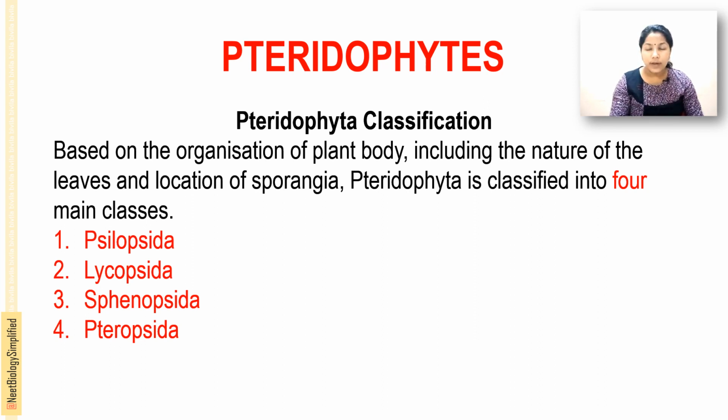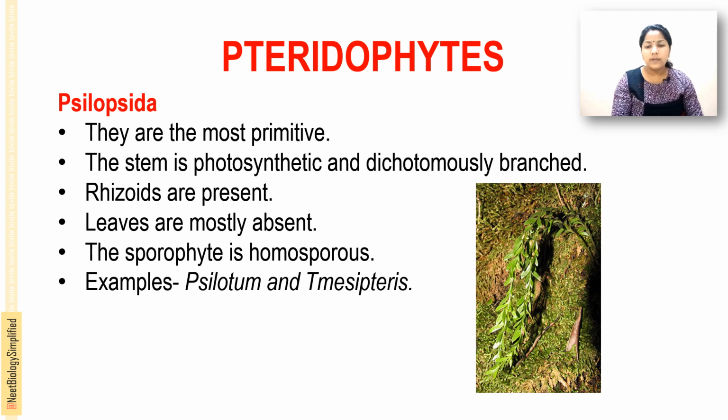Okay, the pteridophytes, based on the nature of the leaves, location of the sporangia and the organization of the plant body, are divided into 4 main classes: Psilopsida, Lycopsida, Sphenopsida, Pteropsida. First one is the Psilopsida.